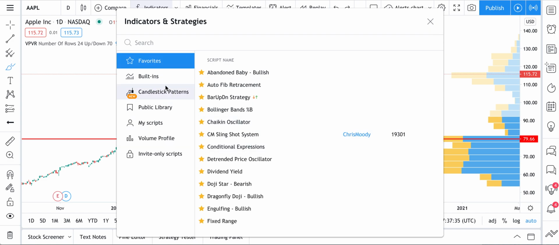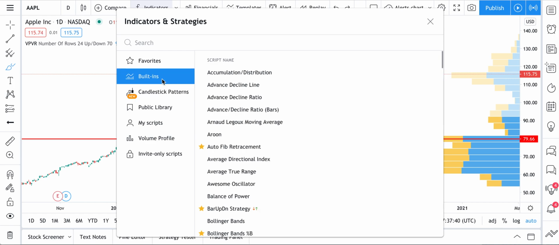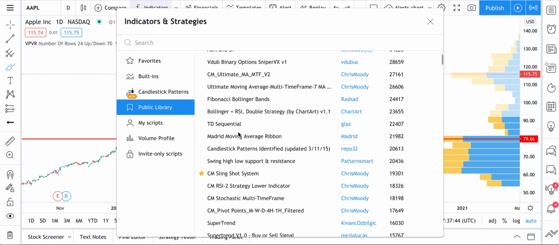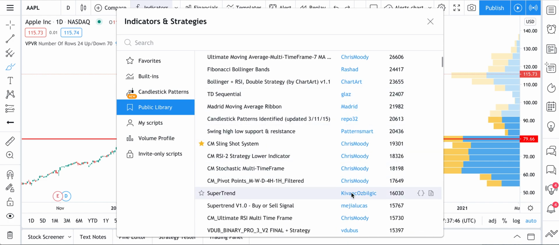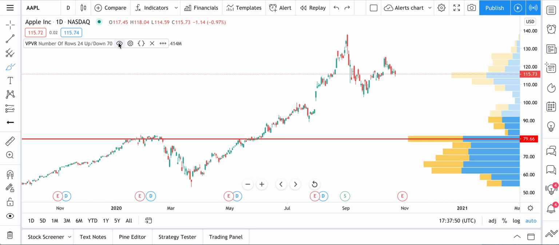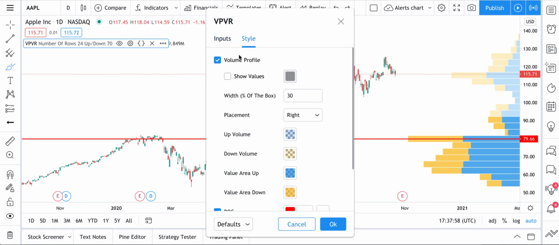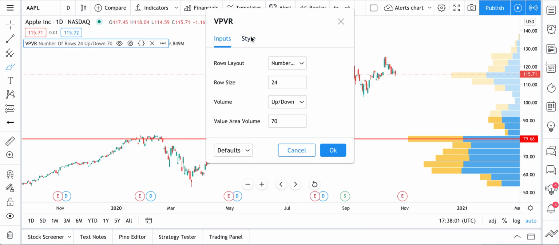And by the way, there is no shortage of possibilities and combinations. You can add tons of indicators to your chart. You can explore the public library. You can follow authors. You can like their scripts. And as we showed you earlier, just by hovering over that indicator or strategy and clicking on the settings wheel, you can make adjustments that fit your needs. You can change the color, the calculation, and just specific dimensions about any indicator or strategy.